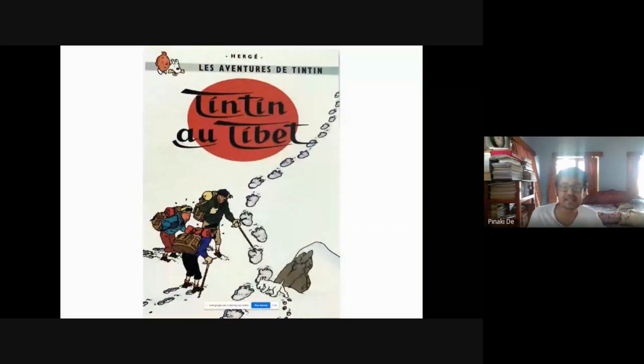What is happening is, this is the first cover of Tintin in Tibet. So when Hergé drew the cover, he actually introduced Tharkey in it.